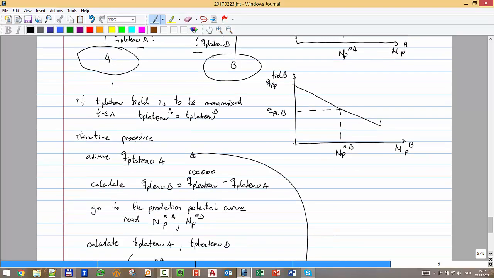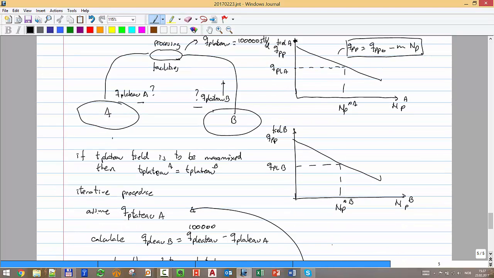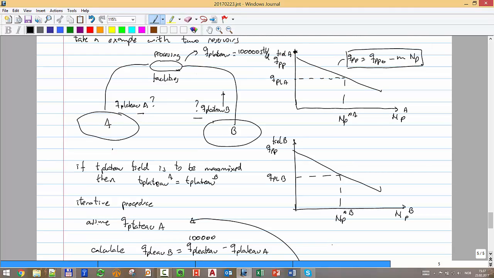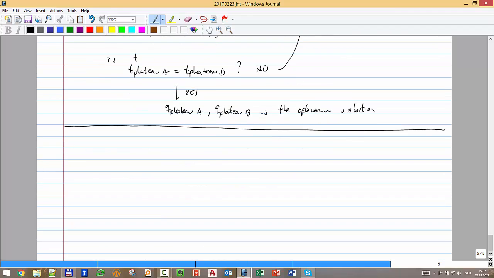Now I'm going to ask you, what happens if I decide not to produce them at a constant plateau rate, each one of them? Can I still maximize plateau? No. Well, we'll leave that question for the exam.